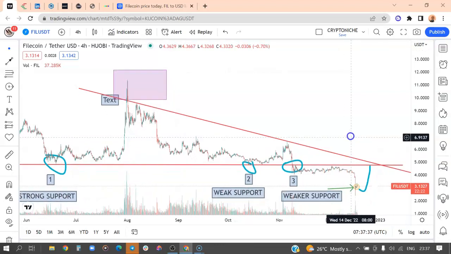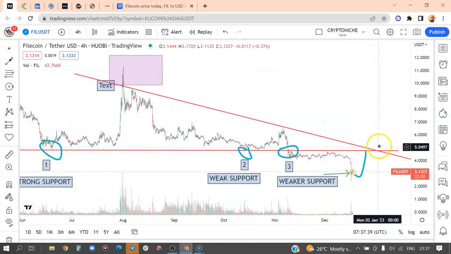Don't be scared to short it. I've done that quite a number of times now, and it has really been profitable. For those who are copying my trades, they've really been in profits, and that is quite impressive.